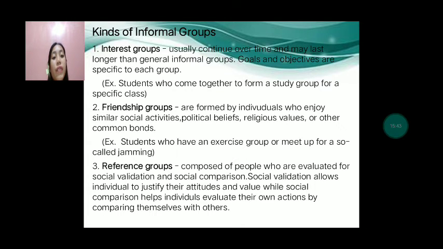Number three, reference groups. Reference groups are composed of people who are evaluated for social validation and social comparison. Social validation allows individuals to justify their attitudes and values, while social comparison helps individuals evaluate their own actions by comparing themselves with others.